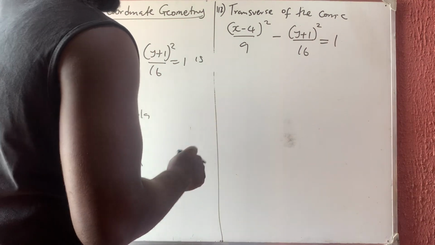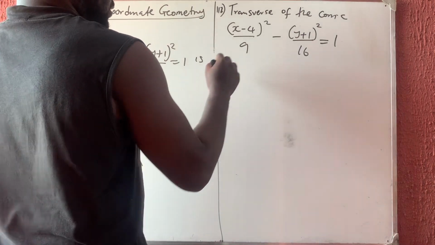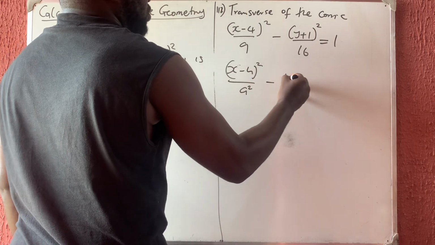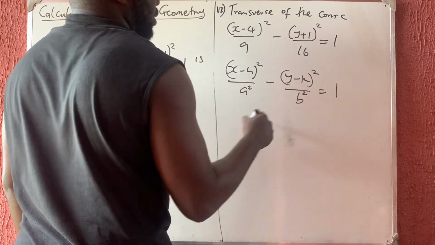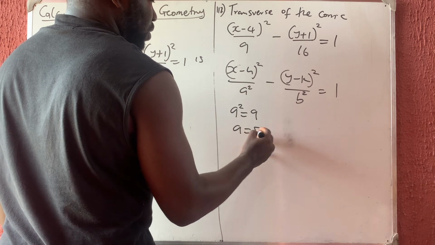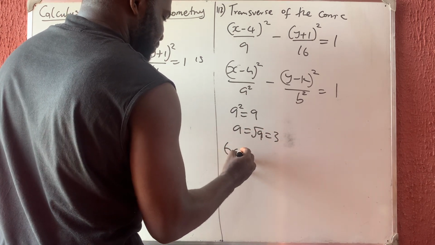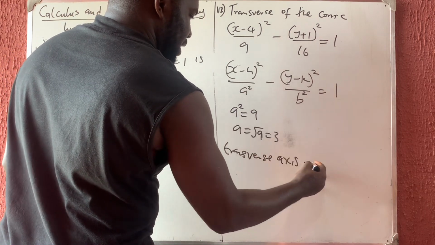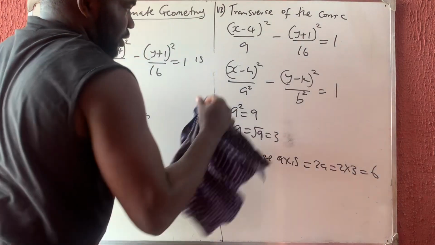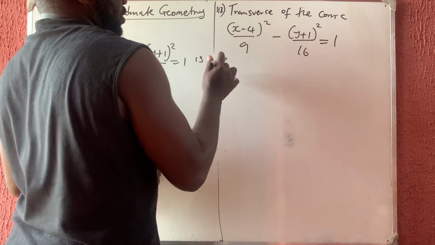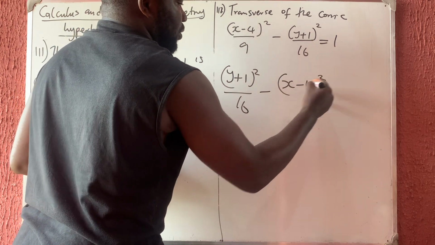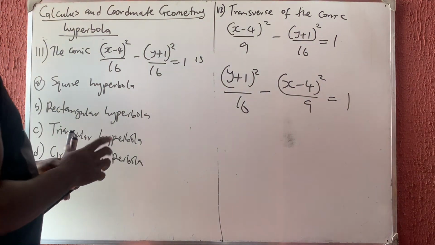Okay, now the question is, if it is the transverse axis they are asking us, then we see that a squared is equal to 9, because if we compare with (x minus h) all squared over a squared minus (y minus k) all squared over b squared is equal to 1, if there is axis in this thing, it's going to be a squared is equal to 9. So a is equal to the square root of 9, which is 3. So the transverse axis will now be 2a, which is 2 times 3, which is 6. But what they are asking us is the transverse. No, they did not put axis. So the transverse is simply to switch everybody. The transverse is now (y plus 1) all squared over 16 minus (x minus 4) all squared over 9 is equal to 1. So this is the transverse. Okay, so you don't get confused.